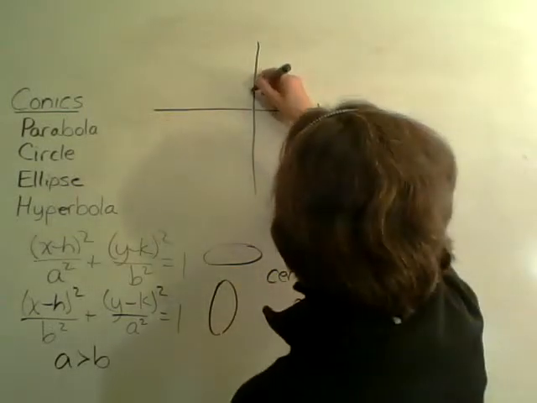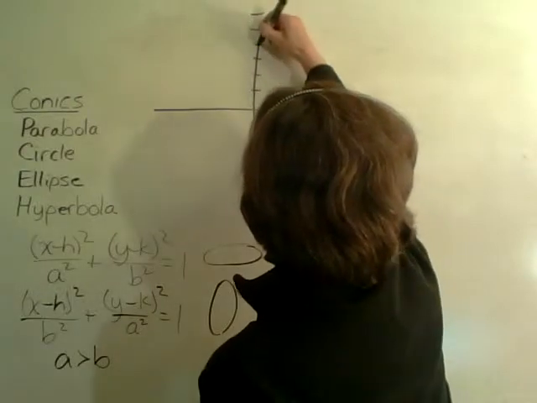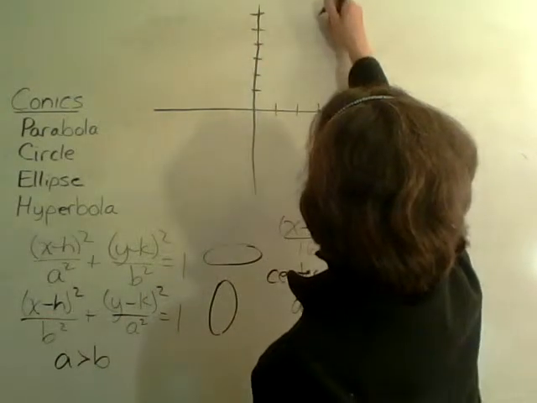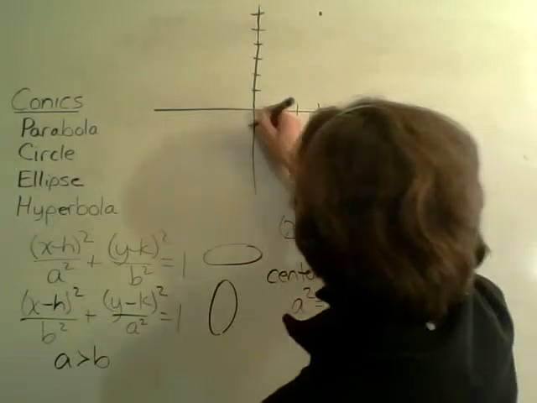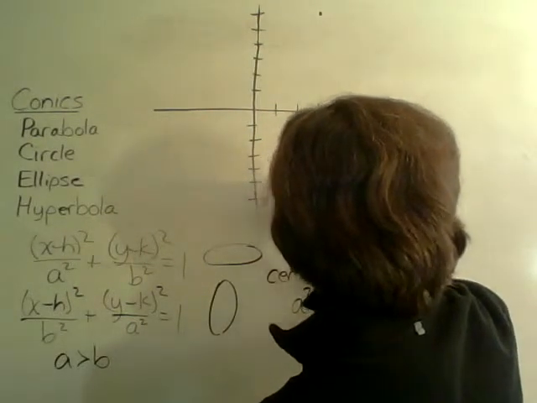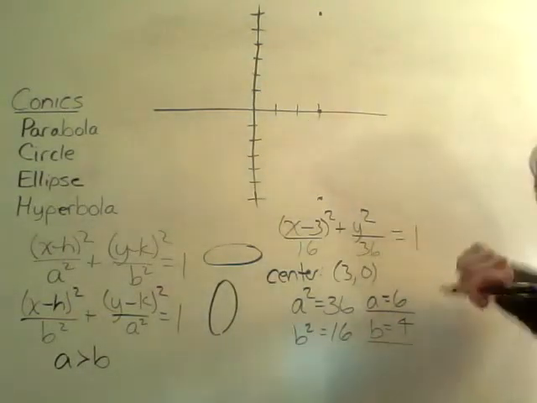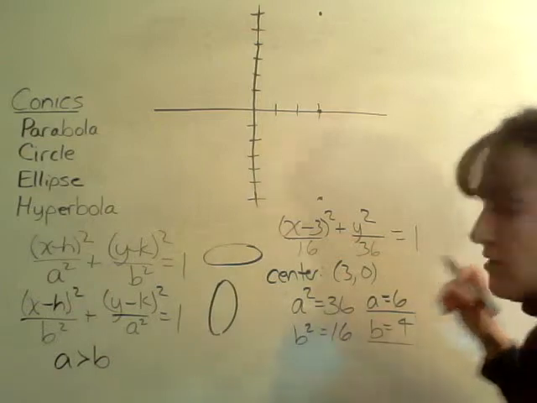So I'm going to go 6 units up. All right, so here's one vertex, and then I go 6 units down. And here's the other vertex. These are my vertices of my ellipse. They're my extreme points, okay?